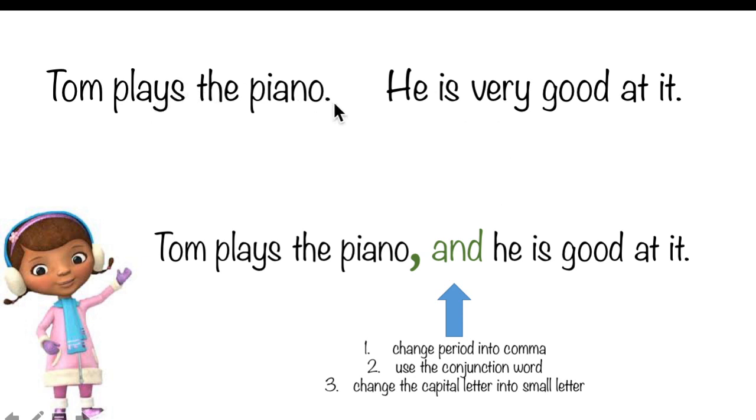Tom plays the piano. He is very good at it. Tom plays the piano. Instead of a period, you will put a comma, and he is good at it. Don't forget, this word must begin with a small letter because the sentence is not finished yet. You cannot put a capital letter in the middle of the sentence unless it's the name of a person. Then you don't change the capital letter.